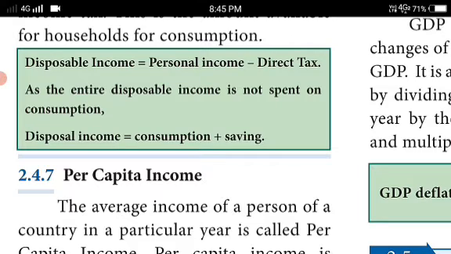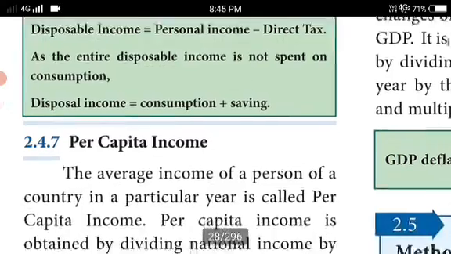They have to pay direct tax, then consumption, and some amount they have to save. This is disposable income. One more question they may ask: disposable income equals consumption plus saving.